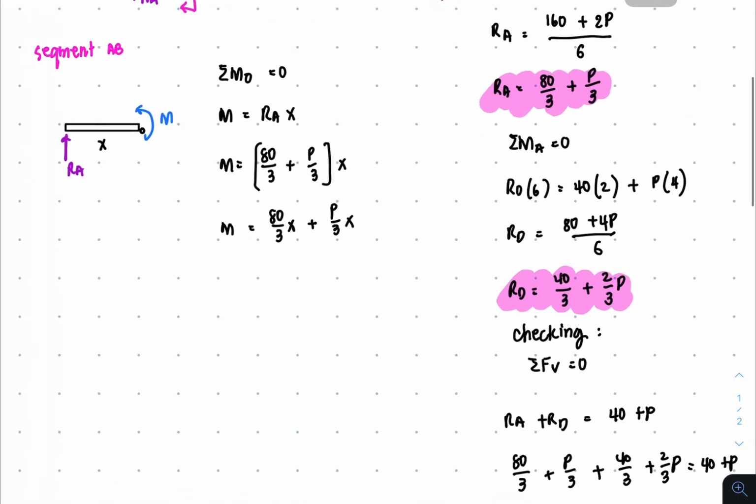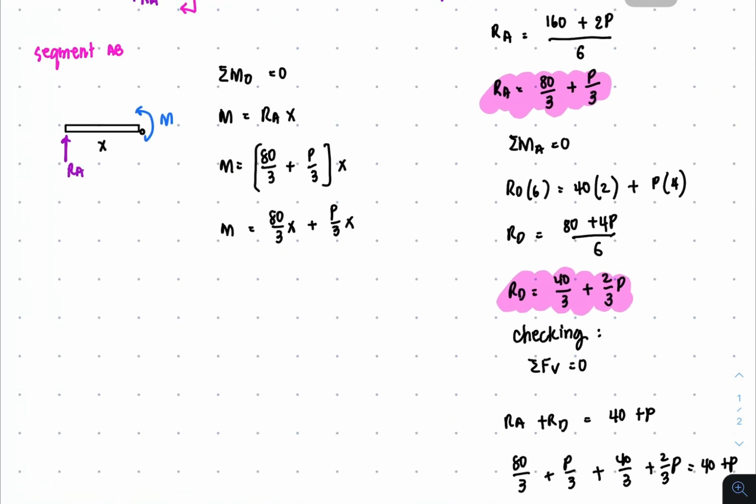Here, we're now going to get the partial derivative of M with respect to P. So it's the partial derivative of M with respect to P. So we're going to set the values with no P equal to 0.